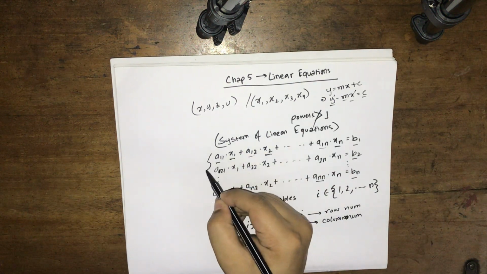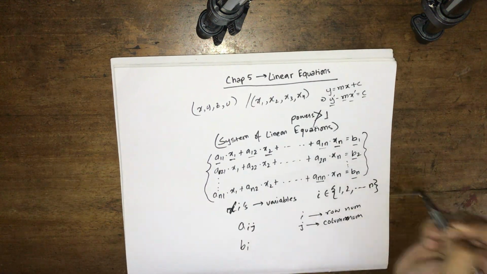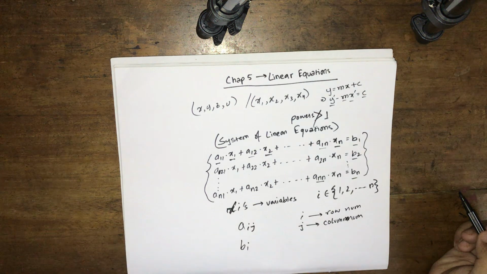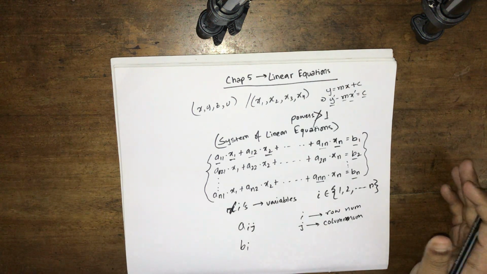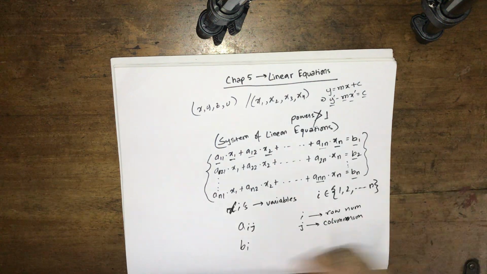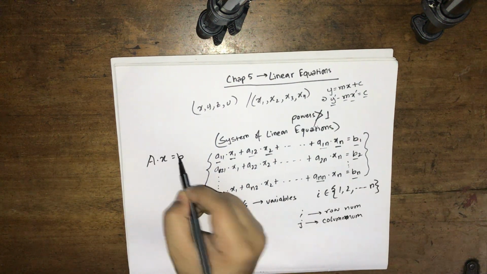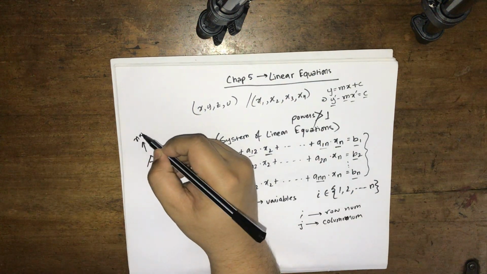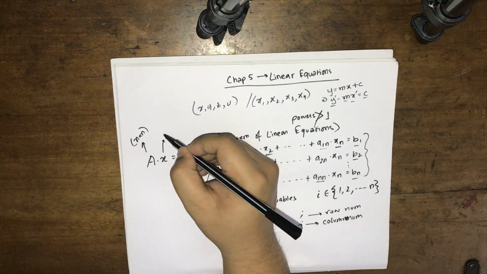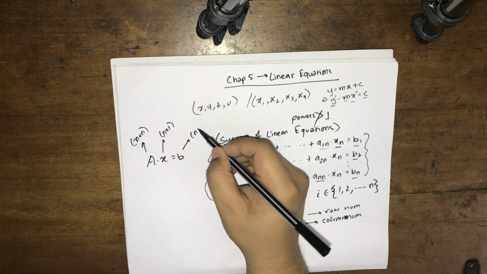Okay. So this was my system of linear equations. We can represent them in their matrix form. Just simply write it as A multiplied with X equals B, where A is an n into n matrix, X is an n into 1 matrix, and B is an n into 1 matrix.